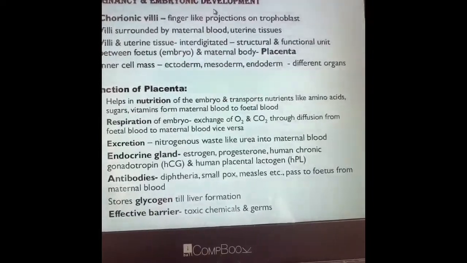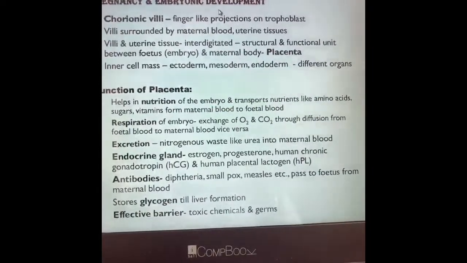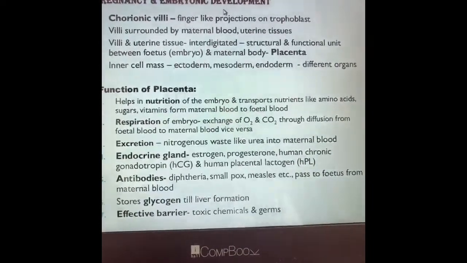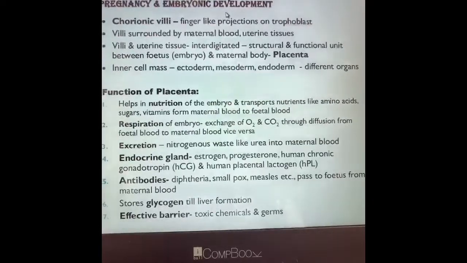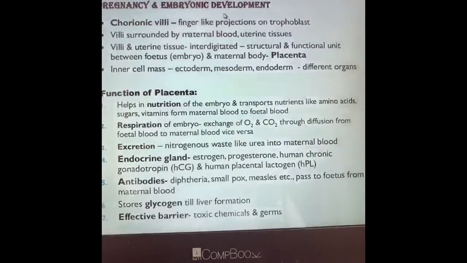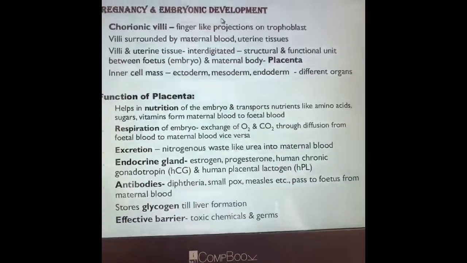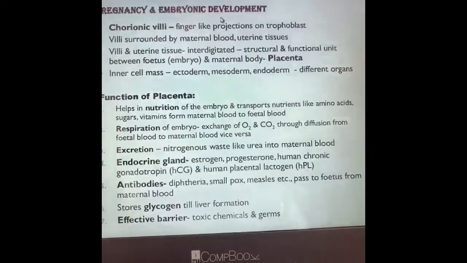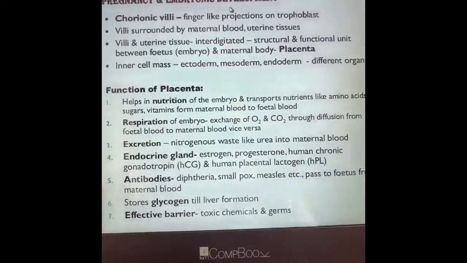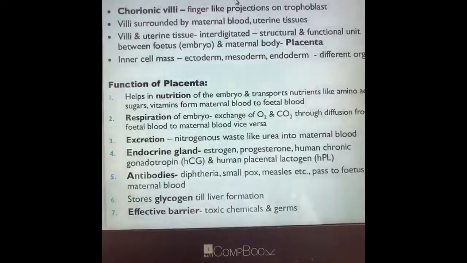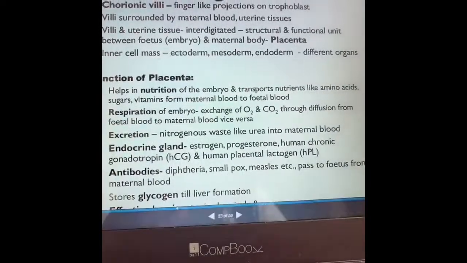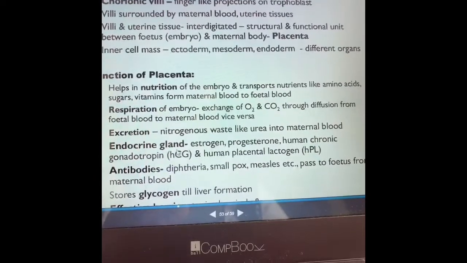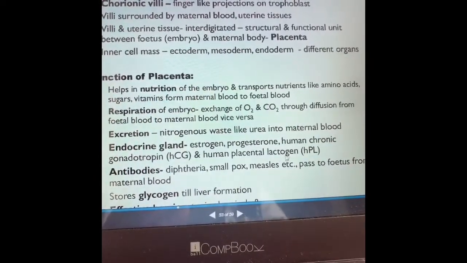Then the functions of placenta. They help in nutrition of the embryo, and transport nutrients like amino acids, sugar, vitamins from maternal blood to fetal blood. They help in respiration of embryo, exchange of oxygen and carbon dioxide through diffusion between the fetal blood and the maternal blood, excretion, and then the secretion of the endocrine gland. Now, these are the hormones secreted: estrogen, progesterone, human chorionic gonadotropin, and human placental lactogen.